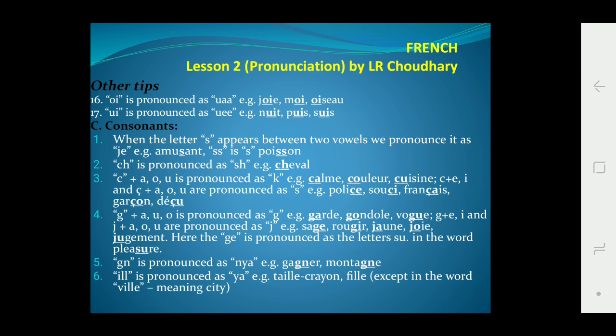Then number 5, gn is pronounced like ny, for example gagne, montagne. Gagne means to win, and montagne means mountain. Number 6 is ill, pronounced as y, for example the word taille-crayon, which means pencil sharpener. Then fille means a girl, so ill is pronounced as y, so fiy. Except in the word ville, which means city, so it is pronounced like vil. Ill is pronounced as l there, so this is an exceptional case. The rest of them have the y sound.